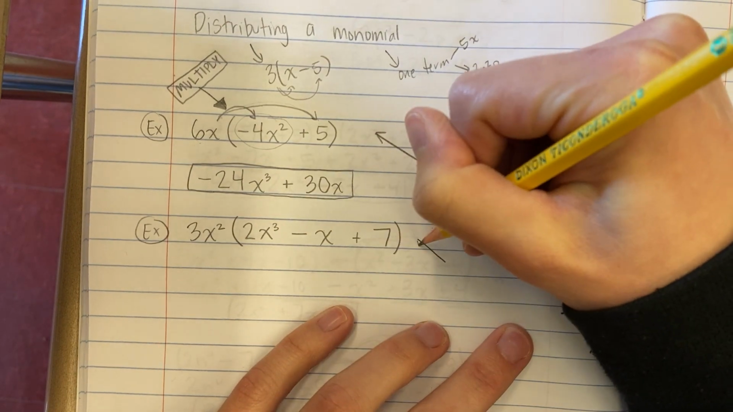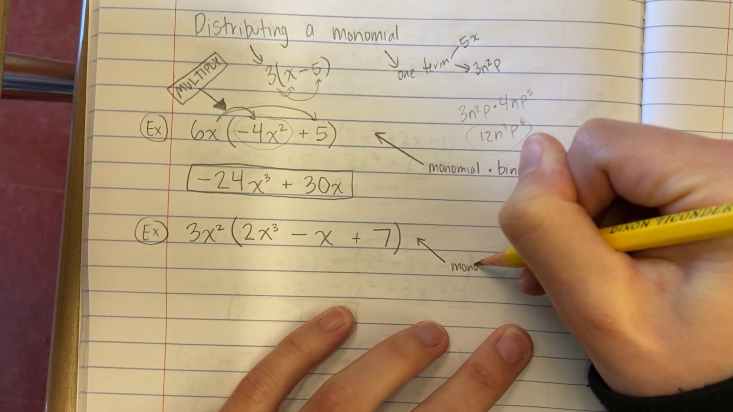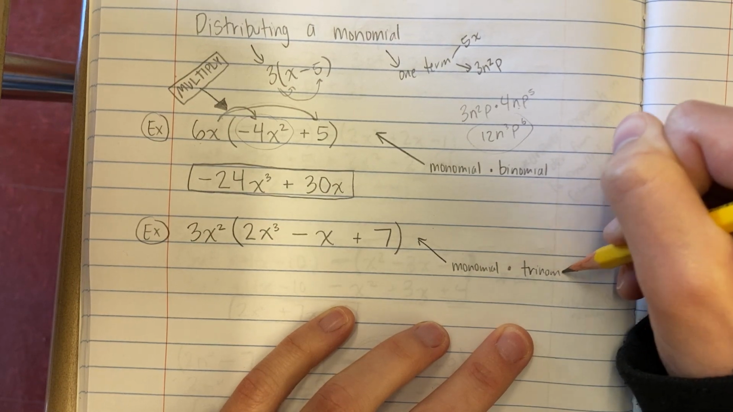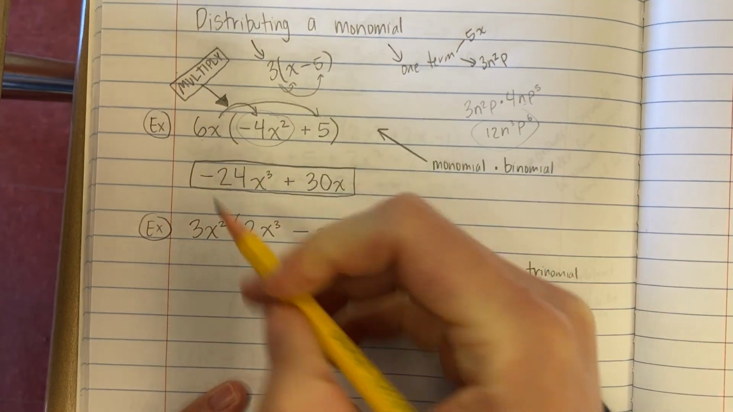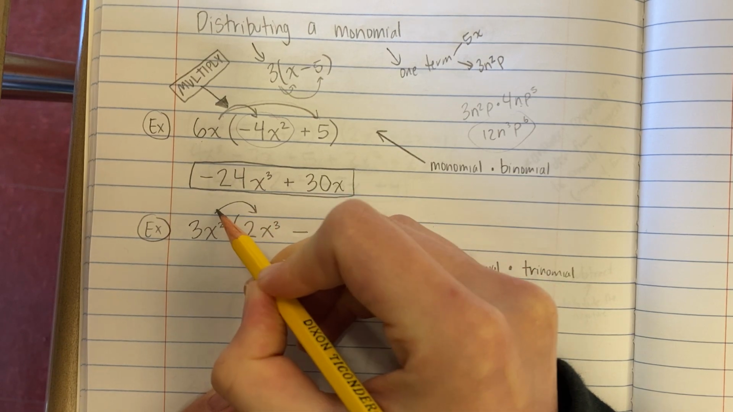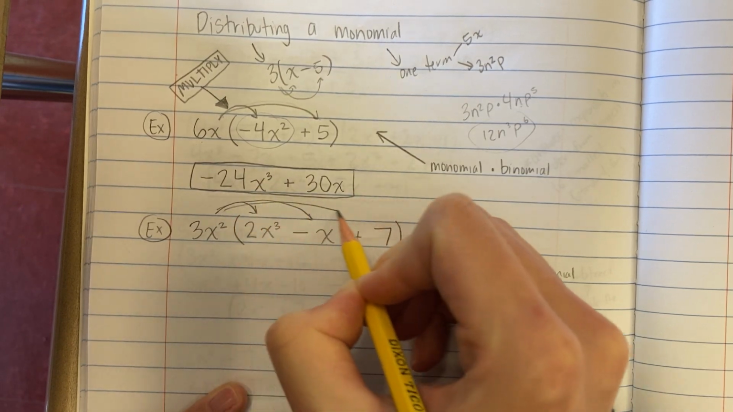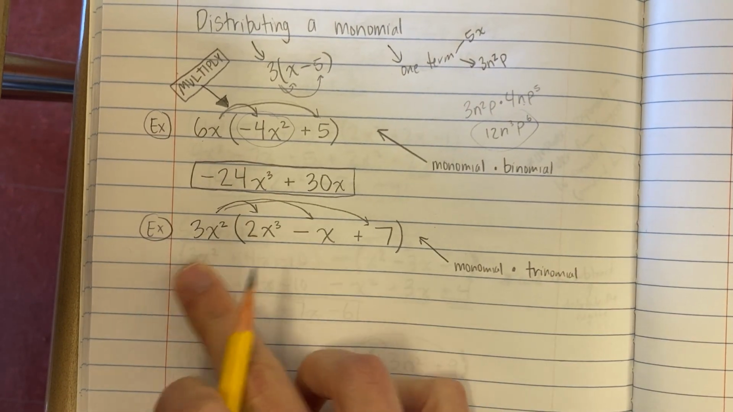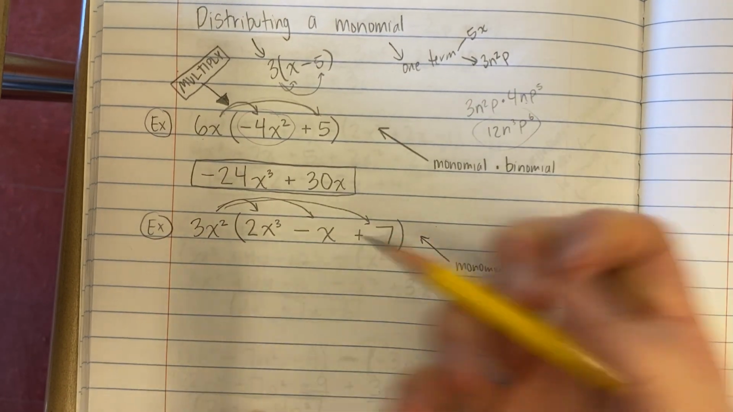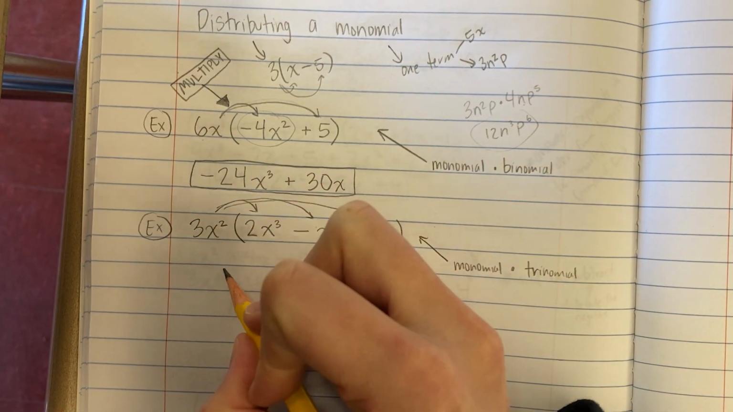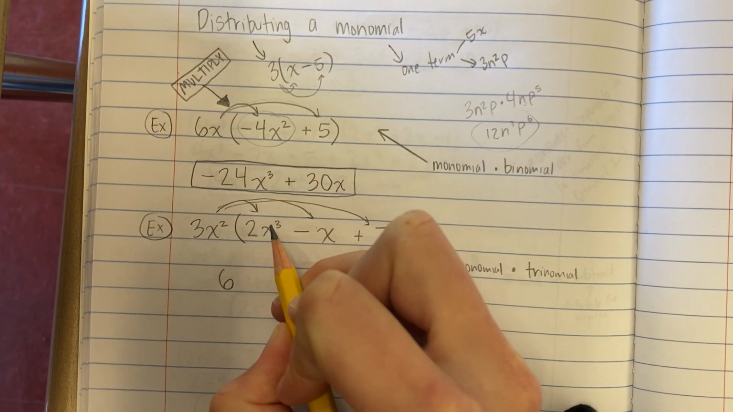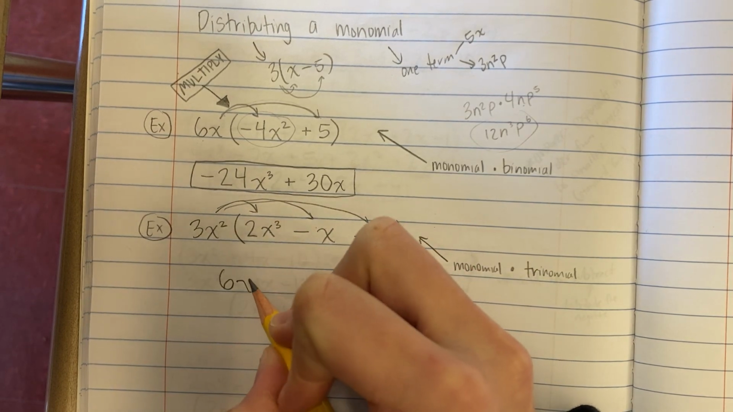Okay, so this one is a monomial, 3x squared times a trinomial inside the parentheses, right? Three terms. But again, I am distributing, I am multiplying, multiplying, multiplying. Okay, I am multiplying, do not add. Okay, never do 3 plus 2, I'm multiplying. 3 times 2 is 6. This is x times x times x times x times x. That's a total of 5x's.